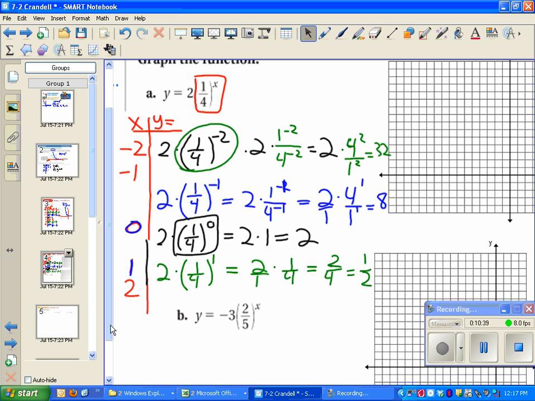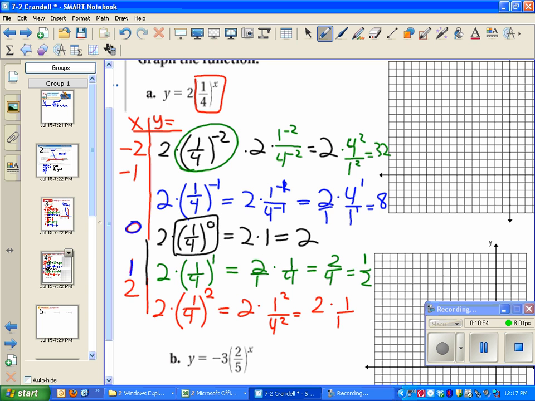Okay. And then for 2, we plug in 2 times 1/4 squared. That's the same thing as 2 times 1 squared over 4 squared, which is the same thing as 2 times 1 over 16. So when I multiply straight across, I get 2 over 16, and to reduce that, it's going to be 1/8.